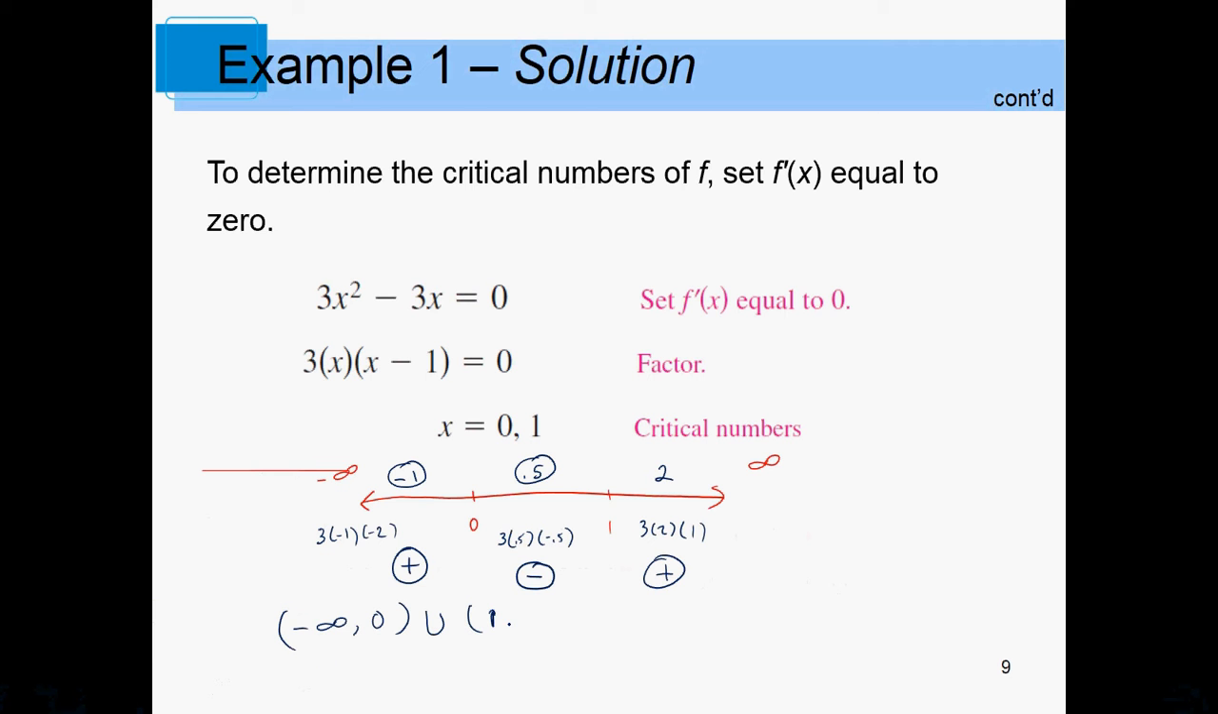So we're increasing from negative infinity to 0, open interval, and from 1 to infinity, okay? Does everybody see that? That's where we're increasing. It's where we have a positive first derivative, from negative infinity to 0, and then from 1 to positive infinity. That's increasing. And then decreasing would be from 0 to 1.